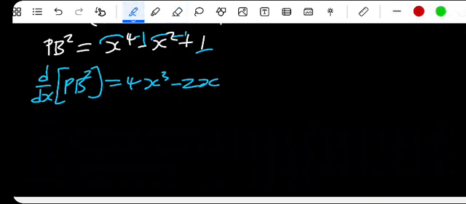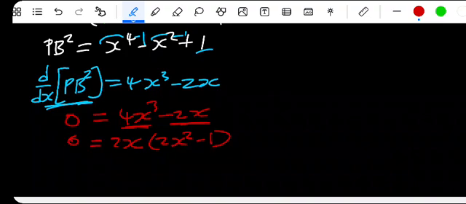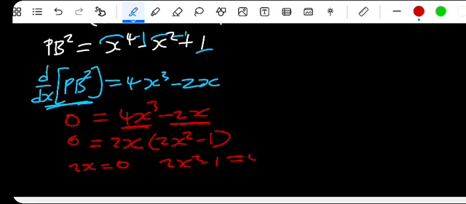This derivative will equate it to what? To 0. We'll have 4x cubed minus 2x. All right, so we have a common factor here. We can take the common factor. 2x is a common factor here. We'll be left with 2x squared minus 1. So you know what you're supposed to do. You can equate here. You can have 2x equals to 0, and 2x squared minus 1 equals to 0.